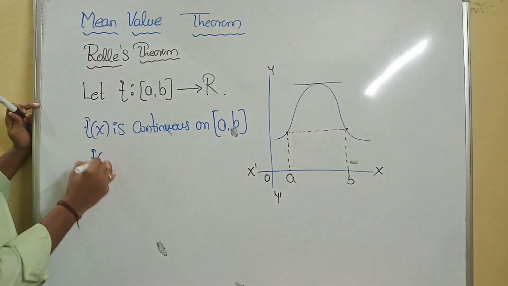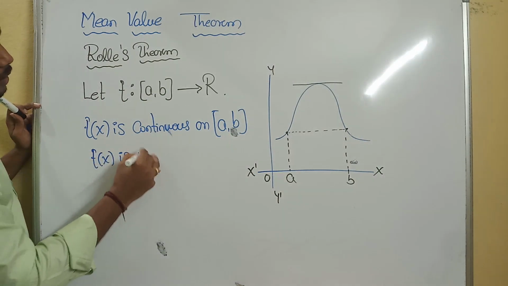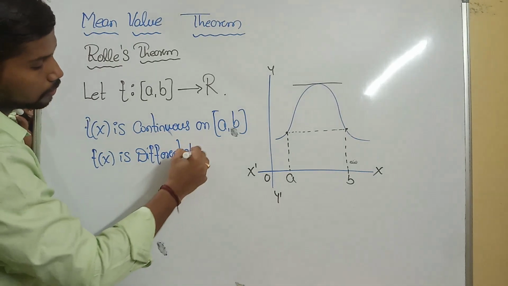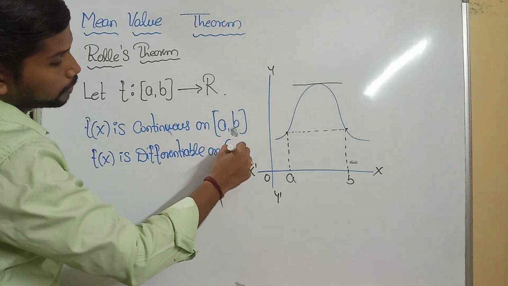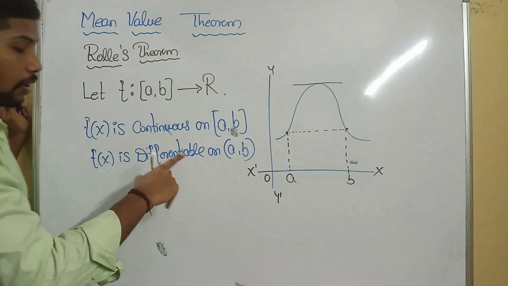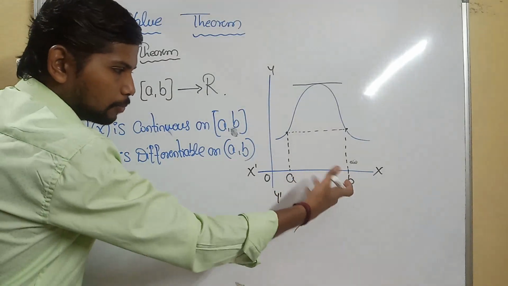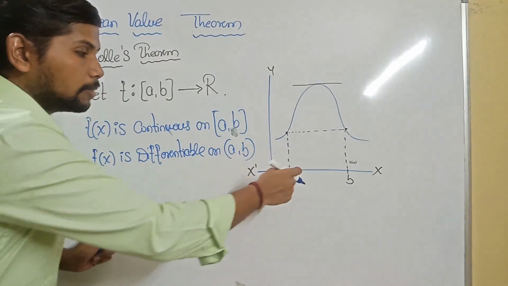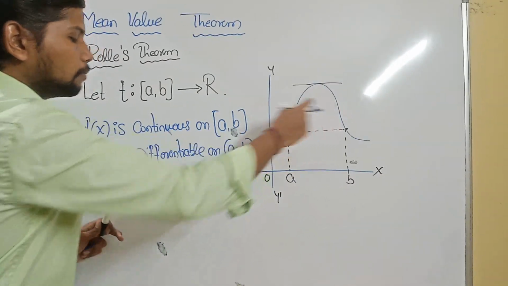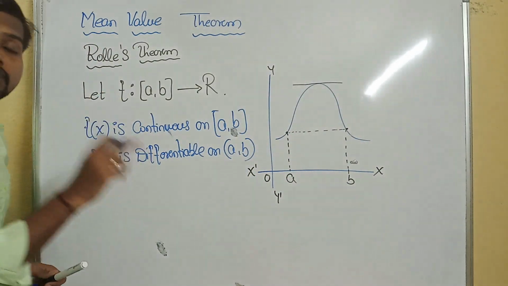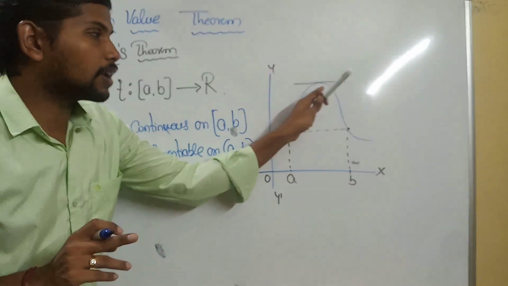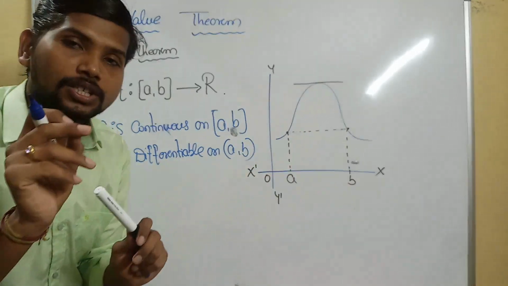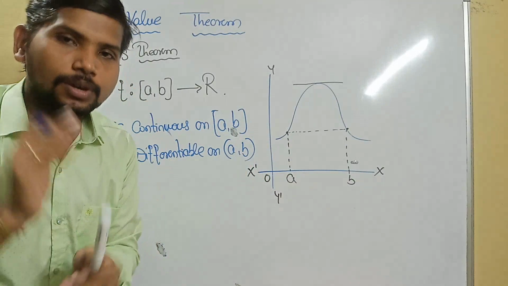After that, f of x is differentiable on the open interval (a, b). Means on this particular interval, the endpoints are excluded. Excluding both endpoints, in between a and b, f of x is differentiable. Whenever you check any point in between a and b, the graph is differentiable: left hand derivative is equal to right hand derivative.